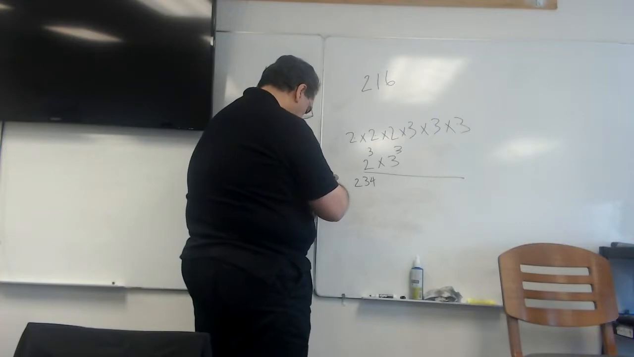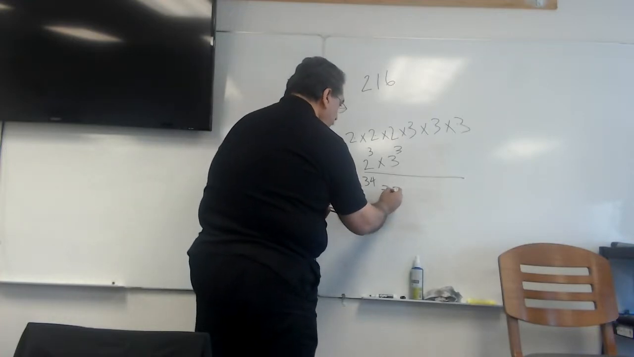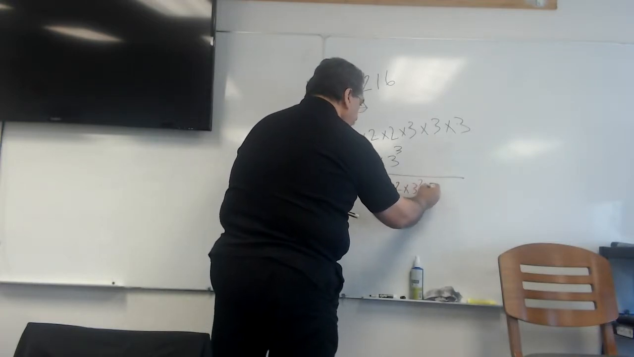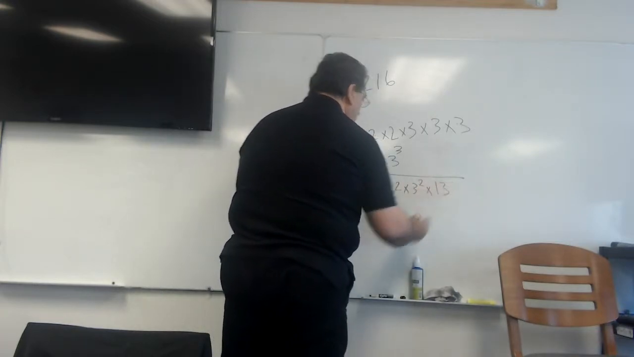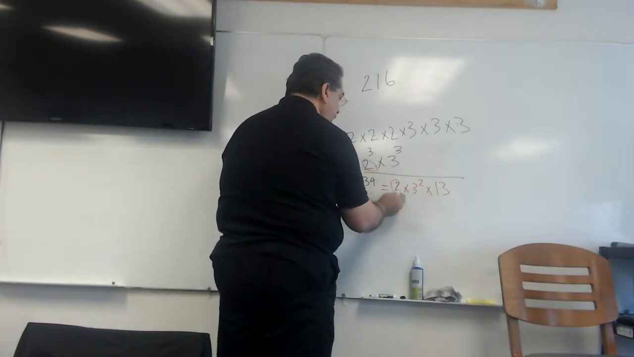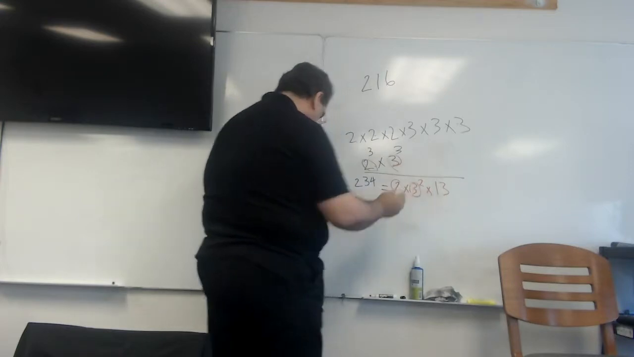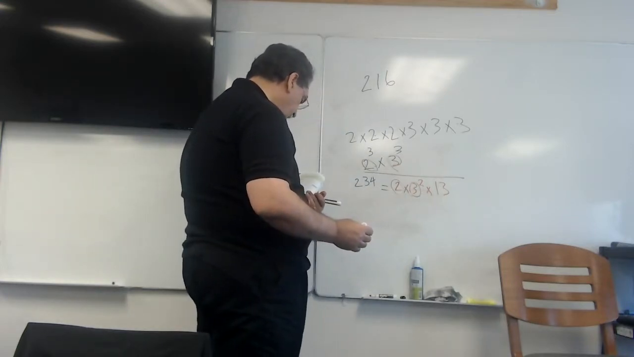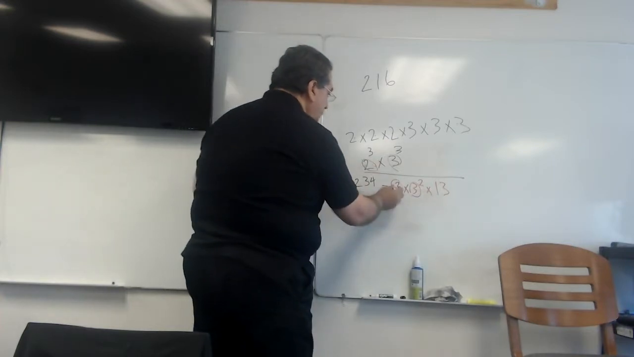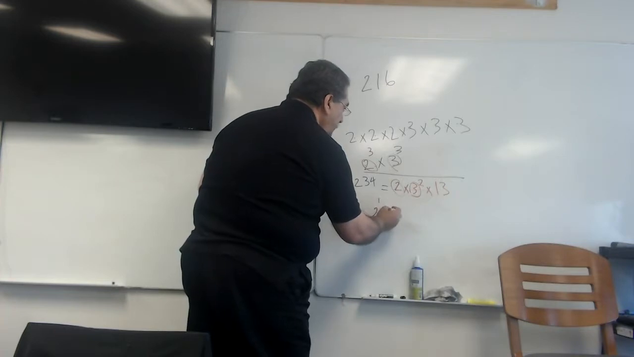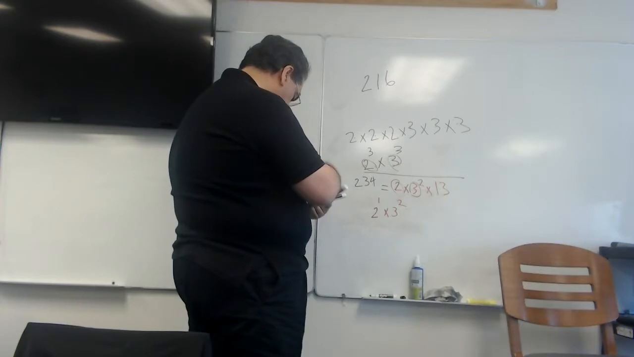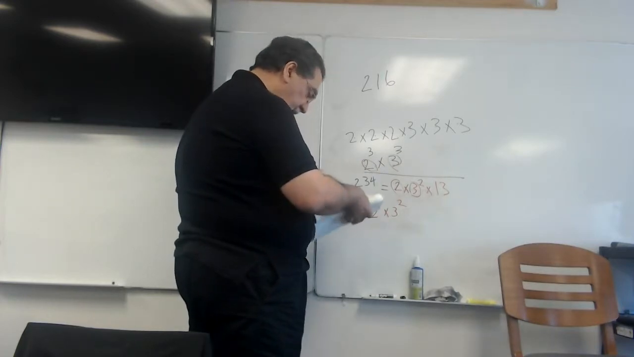$234 is equal to 2 times 3 to power of 2 times 13. Okay, there are 2 and 3 here. What's common among them? 2 and 3. So we find the common factors, and we use the one with the smallest exponent. So it's 2 to power of 1 and 3 to power of 2. So here we get the GCD.